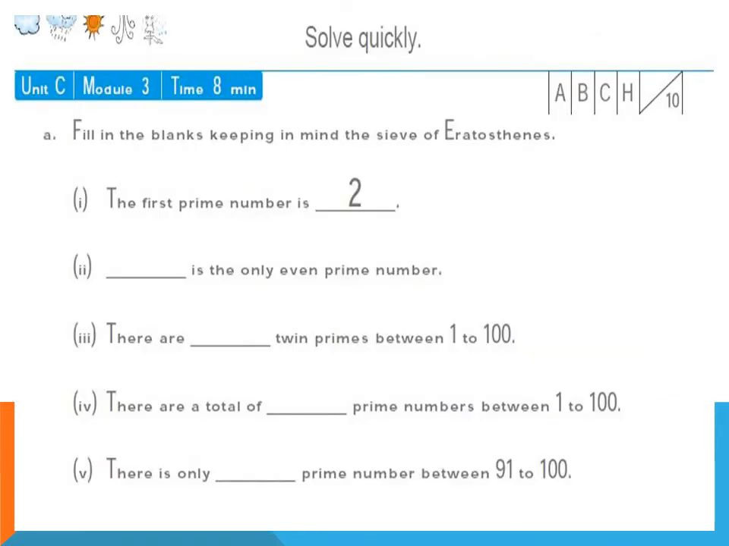Now in module number 3, we have to fill in the blanks. Number 1, the first prime number is 2, that is done for you. Question number 2, dash is the only even prime number. Number 3, there are dash twin primes between 1 to 100. Number 4, there are a total of dash prime numbers between 1 to 100. Number 5, there is only dash prime number between 91 to 100.